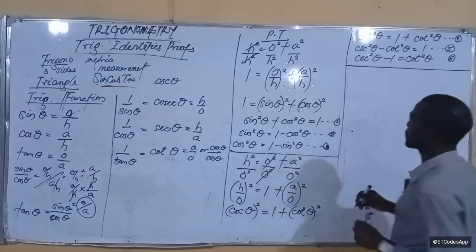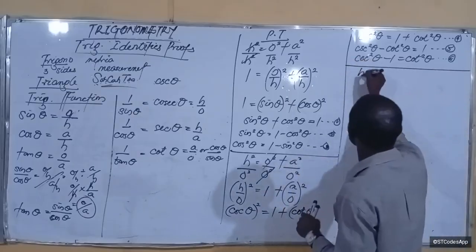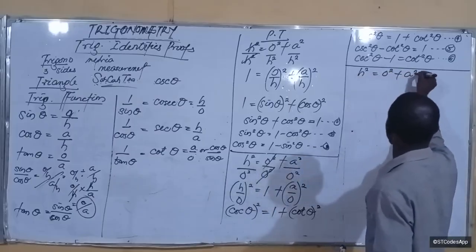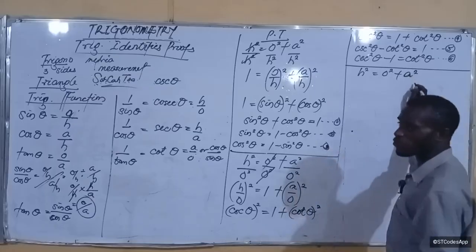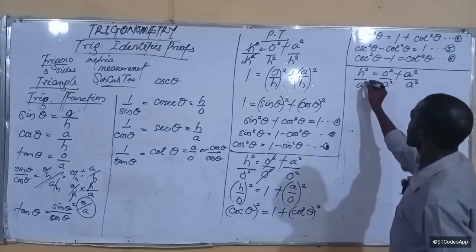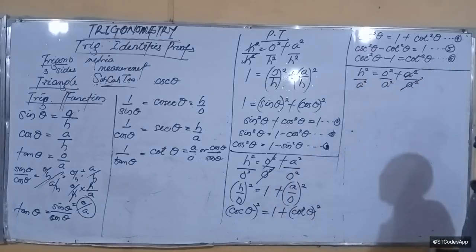Now watch this, watch this. What if I now decide, which one have we not used here? We have not used a. So h squared is equal to o squared plus a squared. What if we decide to divide through by a squared? We divide through by a squared here, over a squared here. What are we going to have? This side will give us 1 again, right?